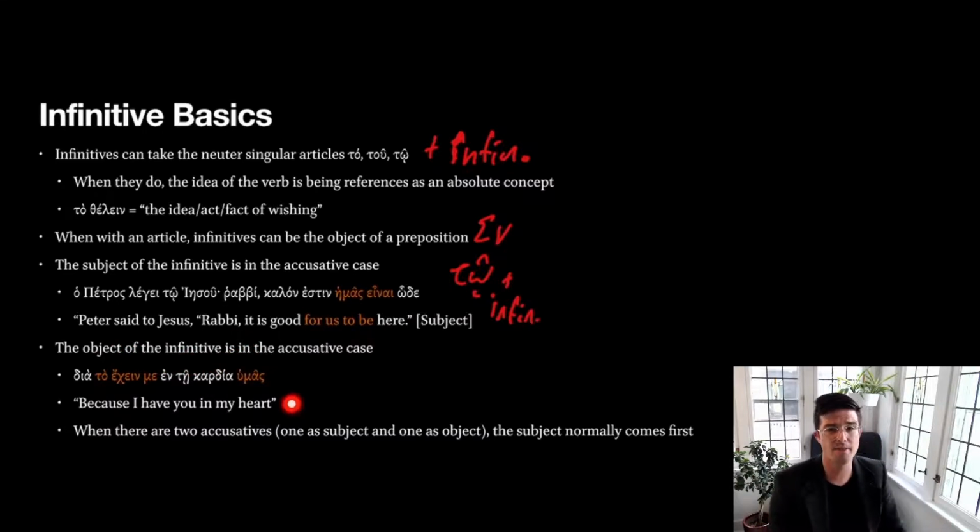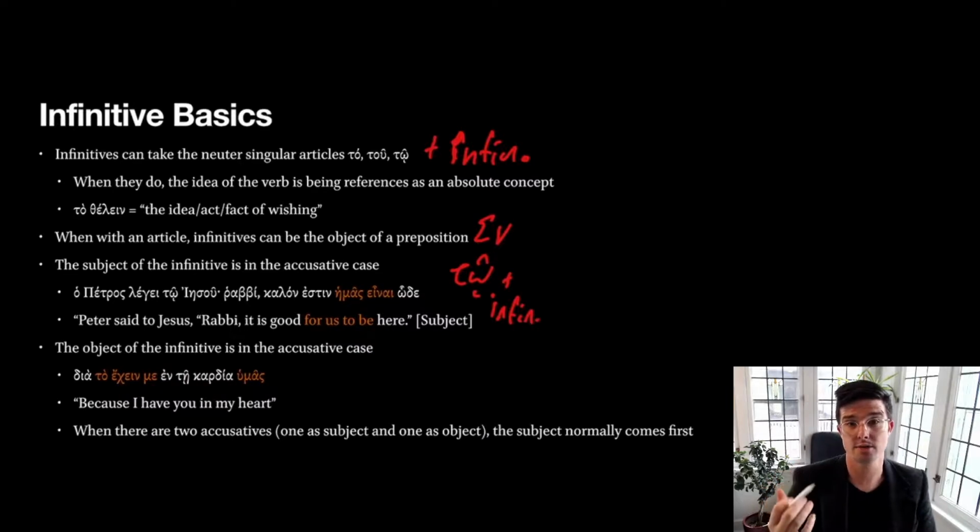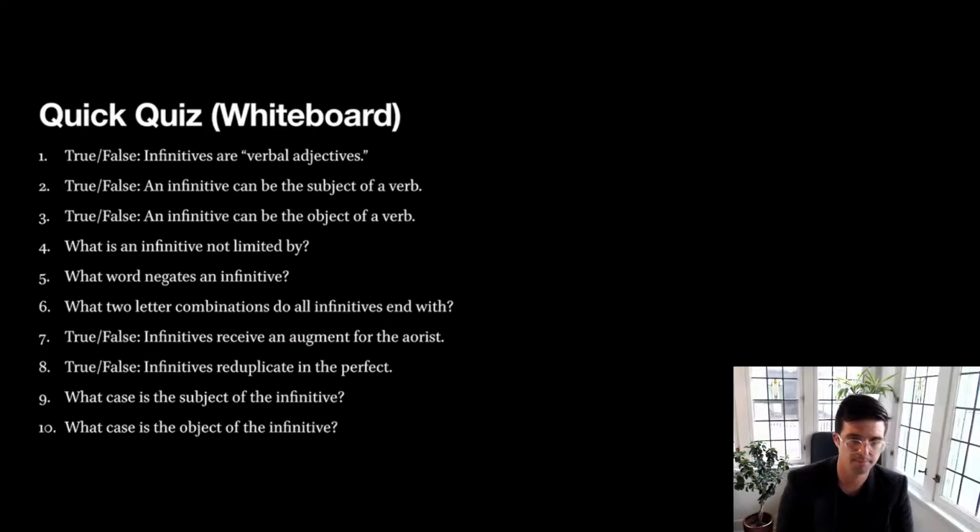And this is the one that we go with, and this is the correct translation, because of this handy rule right here. If we have an infinitive that has two accusatives, one as subject and one as object, the subject is almost always going to come before the object in the sentence. So notice that me comes before humas, so we know that this is going to be the subject of the infinitive rather than humas.